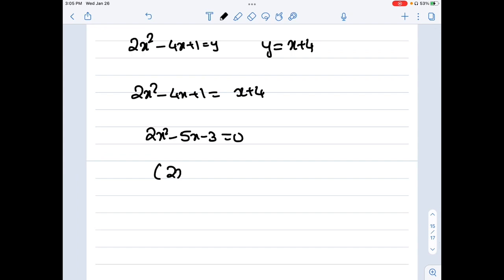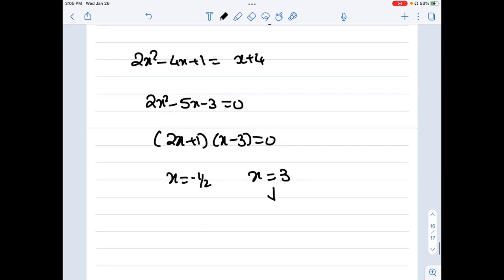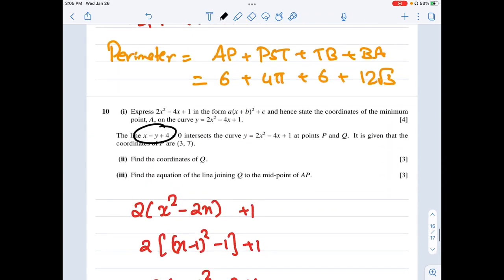Factorizing, I am directly factorizing it out: (2x + 1)(x − 3) = 0. So I get two values, x = −1/2 and x = 3. This is nothing but our point. It has been given in the question that the coordinates of P are this one.